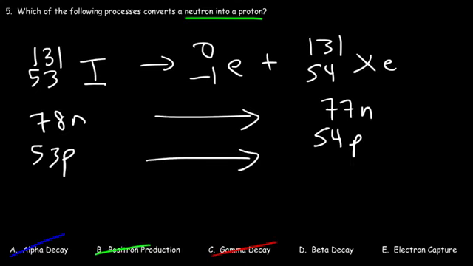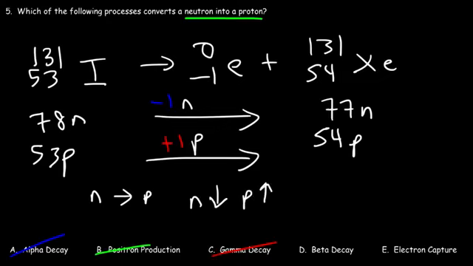So the number of protons increased by 1, and the number of neutrons decreased by 1. So we could say that a neutron was converted to a proton, since the number of neutrons decreased by 1 and the protons increased by 1. So D is the answer we're looking for. So beta decay will convert a neutron into a proton.